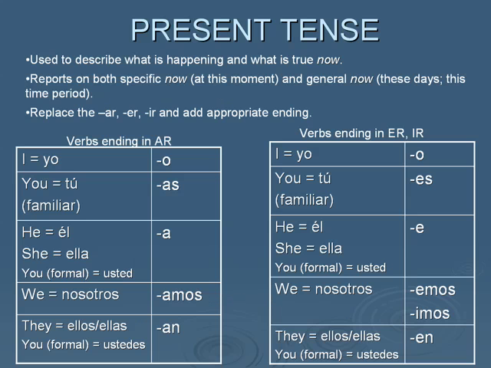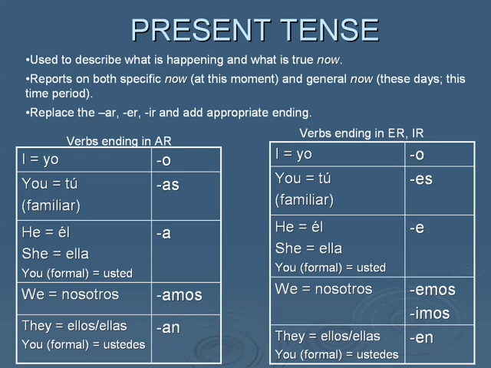So the present tense, it's used to describe what is happening and what is true right now. It reports on both the specific now and the general now. On the left are the verb endings for AR, and on the right are the verb endings for ER and IR. So what you do is you take off the AR, ER, and IR, and you add the appropriate ending. Now you notice there's a couple ways you can say you.